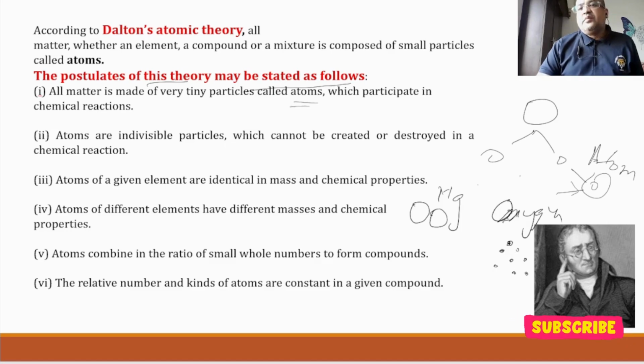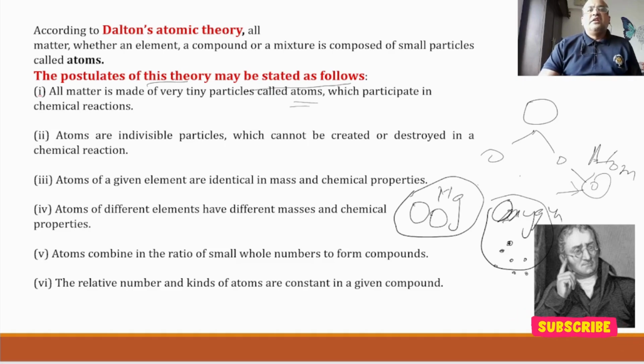So the chemical properties of all oxygen atoms will be the same, and the chemical properties of all magnesium atoms will be the same. Atoms of different elements have different masses and chemical properties. Now you see, magnesium atoms have chemical properties different from those of oxygen. Atoms combine in a ratio of small whole numbers to form a compound.